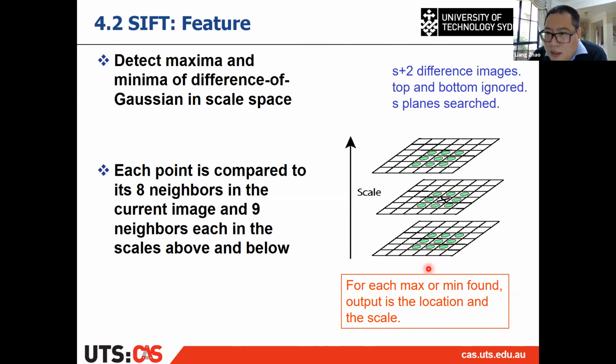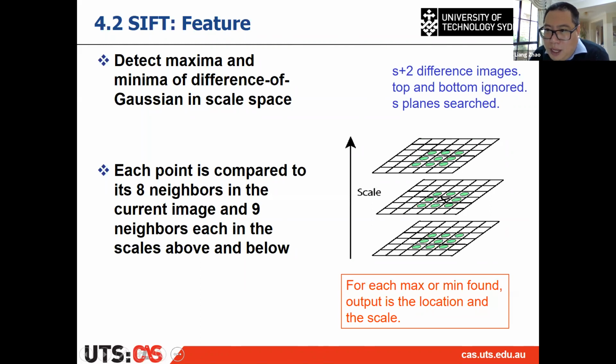Then, by comparing them, it detects the maximum and the minimum of the difference of Gaussian in scale space. It's not on one single scale, it's in scale space. Right? Then the feature is detected as the maximum or minimum of difference of Gaussian in each of the levels. It's a bit complicated. I'm not introducing it in a very detailed way. So if you just remember, there's a Gaussian pyramid.